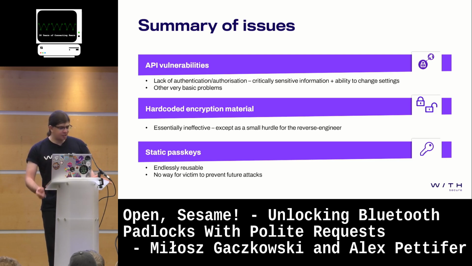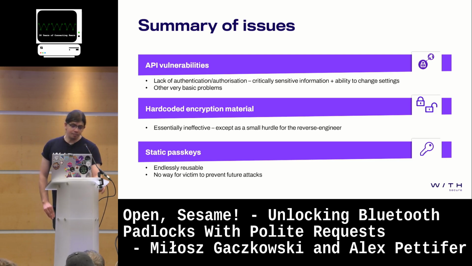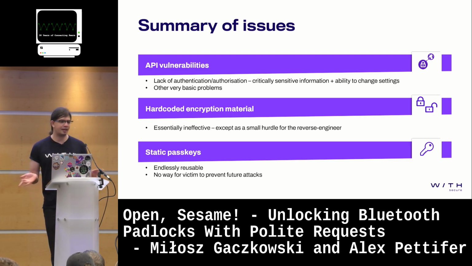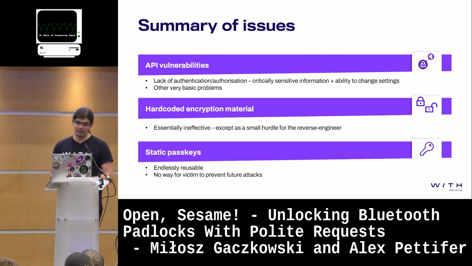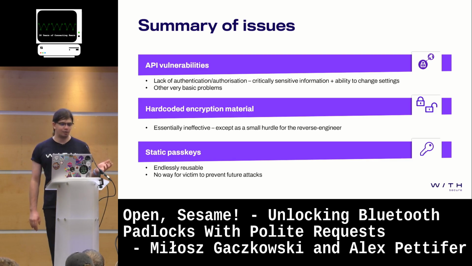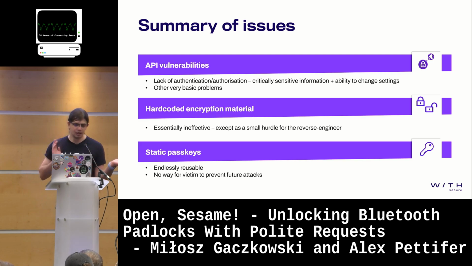So, let's summarize the issues. Obviously, there are the API vulnerabilities, and they are kind of the principal problem here. Everything else is not okay, but this is the least okay. The absolutely obvious one is the lack of authentication and authorization. You can get some fairly sensitive information out of it. You have the ability to change people's settings. You pretty much just get to control their system as if you were the owner of it.